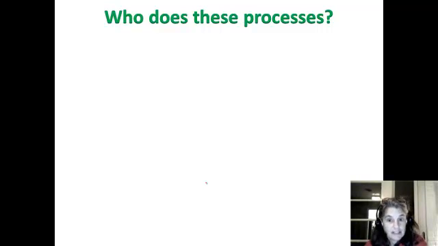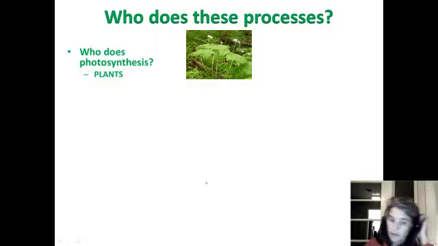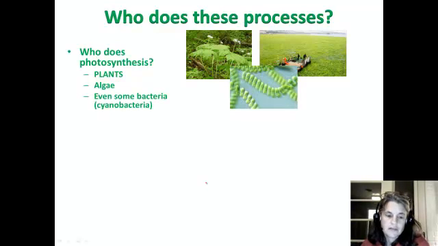What that should imply is that these two processes are really dependent on each other, and we'll talk more about that in just a minute. But let's first talk about who does these processes. And again, I trust you know this. Who does photosynthesis? Well, of course, plants do. But so does algae, which is not a plant, not even in the same kingdom. Algae is a protist. Now, some people argue that some forms of algae should be shifted over to the plant kingdom, but they are still considered protist.